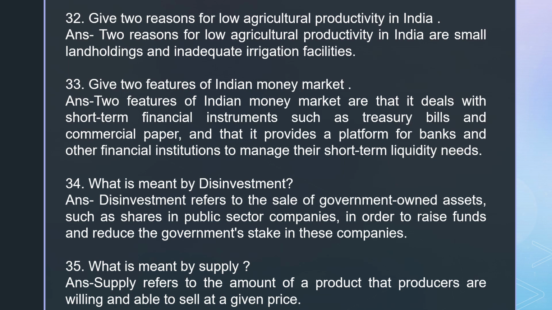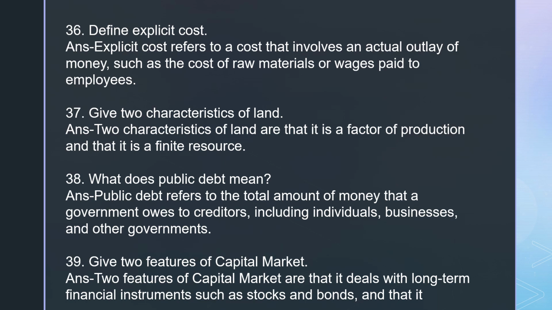35. What is meant by supply? Supply refers to the amount of a product that producers are willing and able to sell at a given price. 36. Define explicit cost. Explicit cost refers to a cost that involves an actual outlay of money, such as the cost of raw materials or wages paid to employees. 37. Give two characteristics of land. Two characteristics of land are that it is a factor of production and that it is a finite resource.